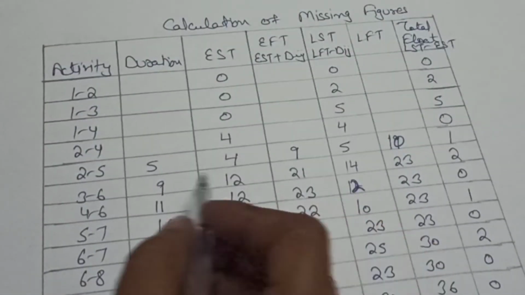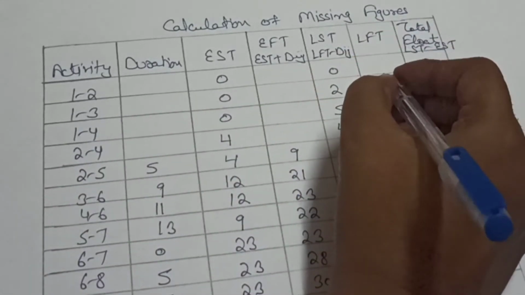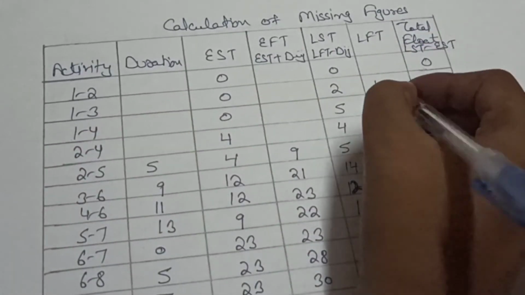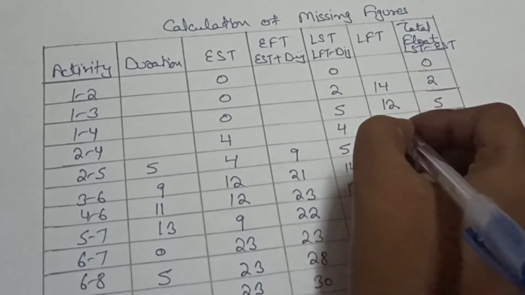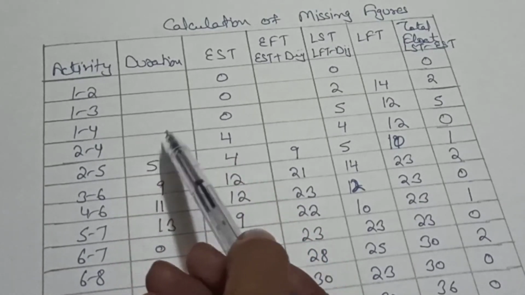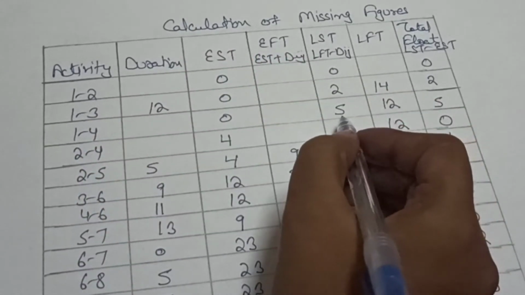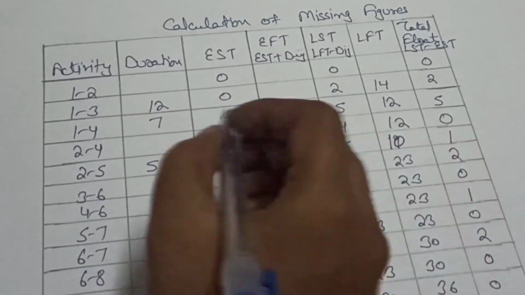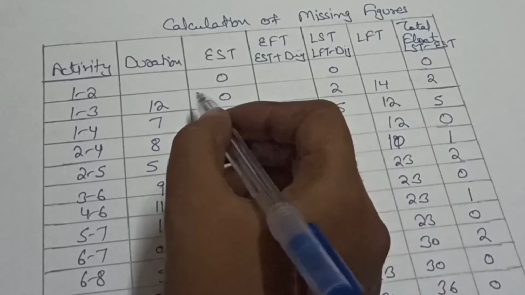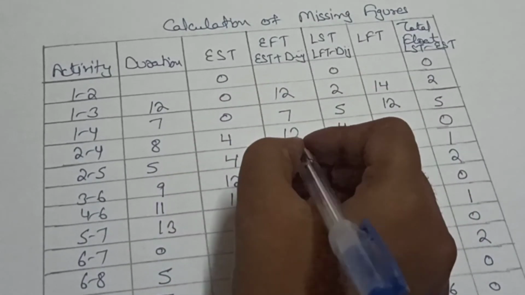So now we can write these values here. For 1 to 3, L value is 14. For 1 to 4, L value is 12. For 2 to 4, L value is 12. Now you can calculate the duration for these columns as we can say 14 minus 2 is equal to 12. 12 minus 5 is equal to 7. 12 minus 4 is equal to 8. So this is our duration. Now we can calculate these columns. 0 plus 12 is equal to 12. 0 plus 7 is equal to 7. 8 plus 4 is equal to 12.